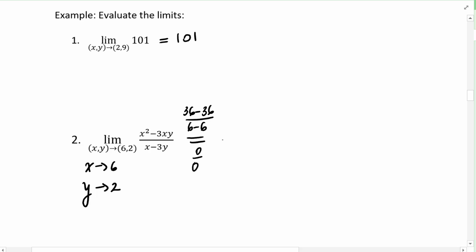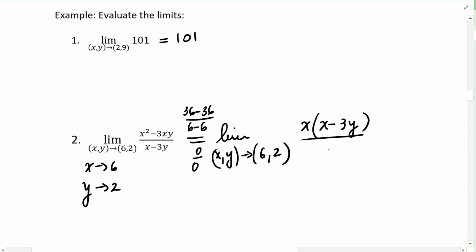So let's try some procedures that we learned when we were doing one variable functions. I'm going to factor out from the numerator x, and I get x times (x minus 3y) over the denominator x minus 3y. So x minus 3y cancels with x minus 3y, and we get limit as x and y are approaching 6, 2 of x, which means just 6, because x is approaching 6, so we replace x with 6.